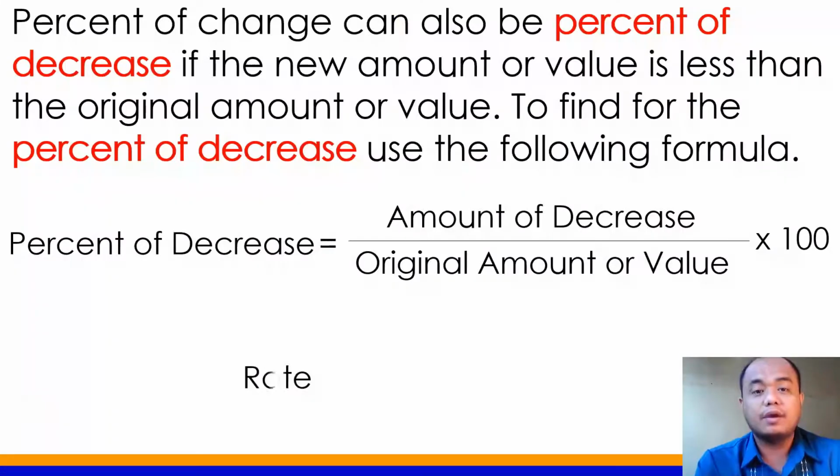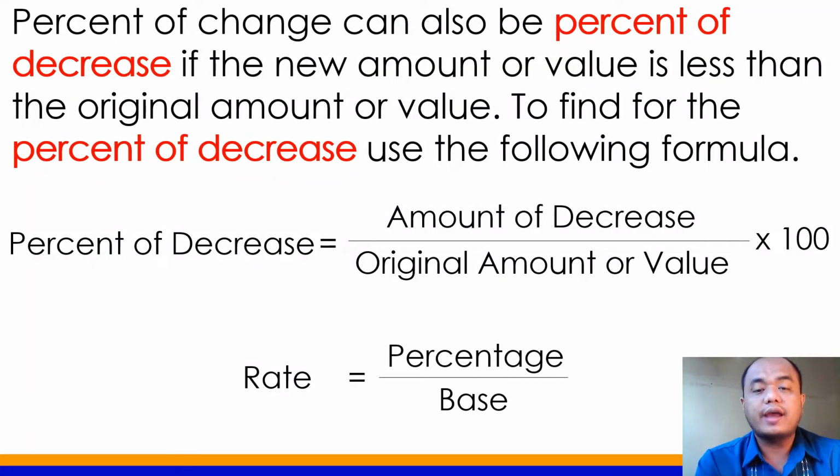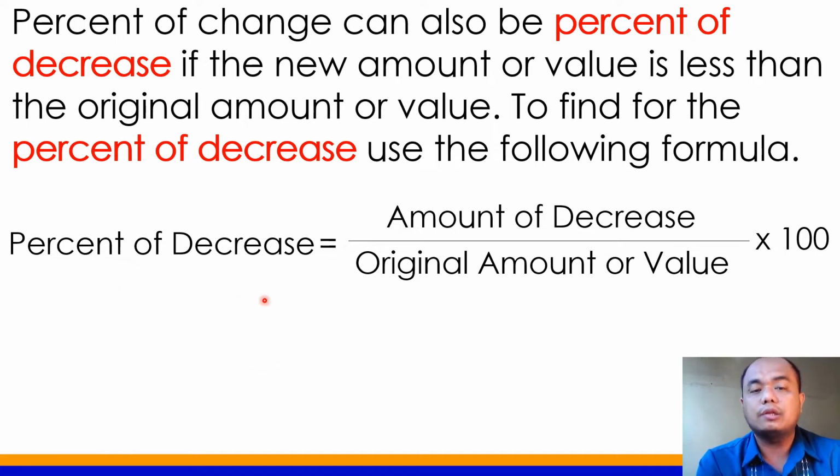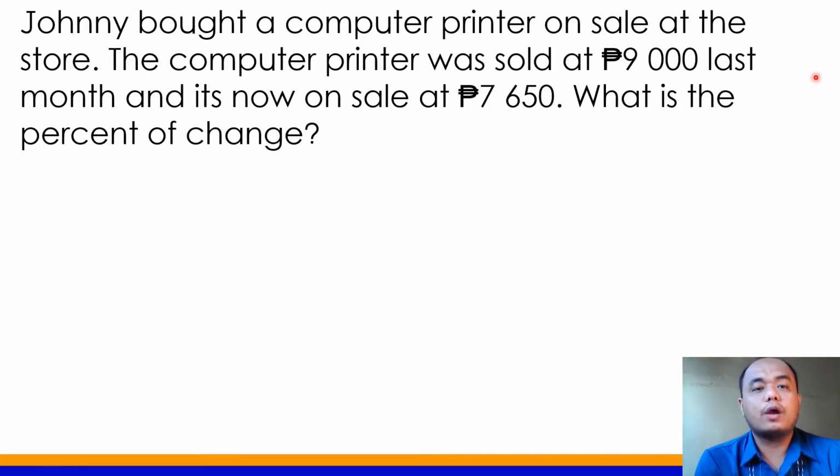Can you still remember? The rate is equal to the percentage divided by the base, and then multiply by 100. So this percentage, class, is the amount of decrease. The original amount or value is the base. Once you solve this and multiply by 100, what you get is the rate, which we call here the percent of decrease. Let's have this problem.